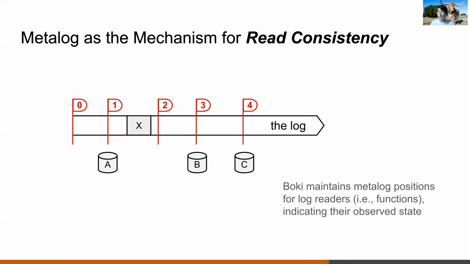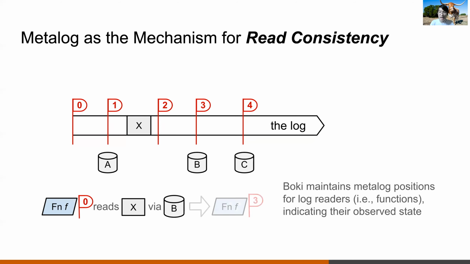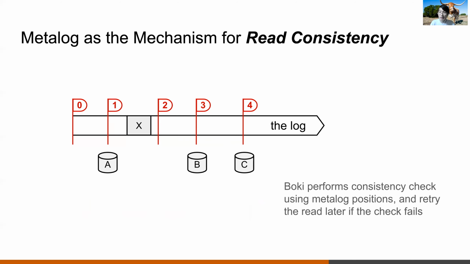The maintained Metalog position indicates the log reader's observed state of the log. For example, function f starts with Metalog position 0, indicating it has not observed any state regarding this global log. Then function f reads record x via index b. After the read, the Metalog position of function f is updated to be the same as index b, which is 3. Then for later log reads, Boki performs a consistency check using the function's Metalog position against the index.